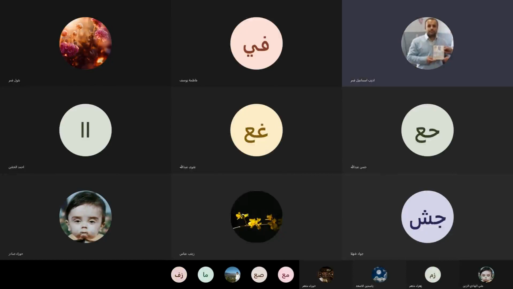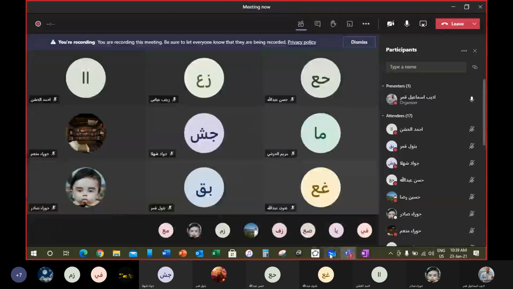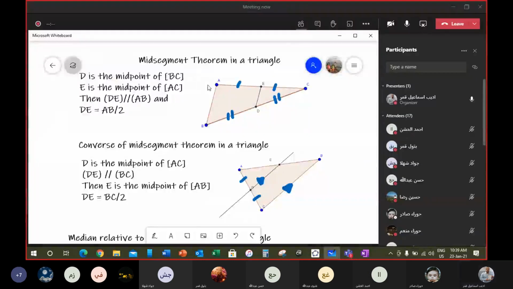In this period, let's revise back the mid-segment theorem in a triangle and its converse, the median relative to hypotenuse in a triangle and its converse. So, mid-segment theorem in a triangle.